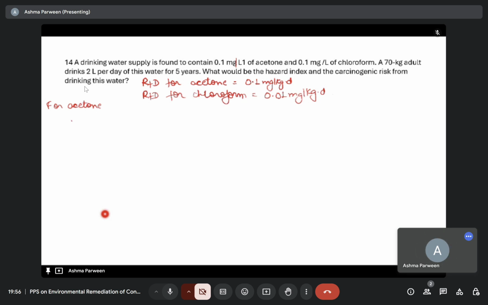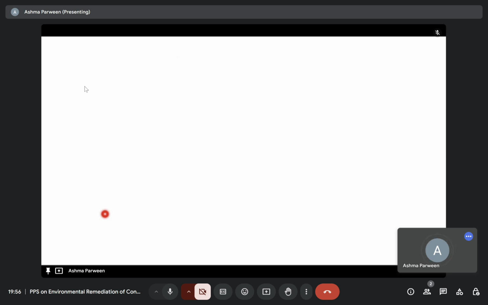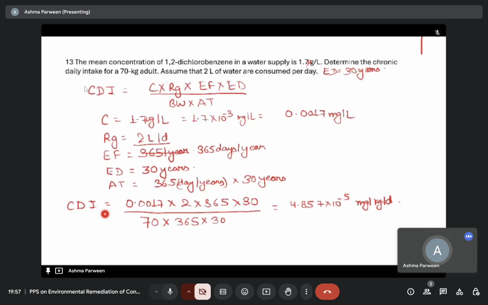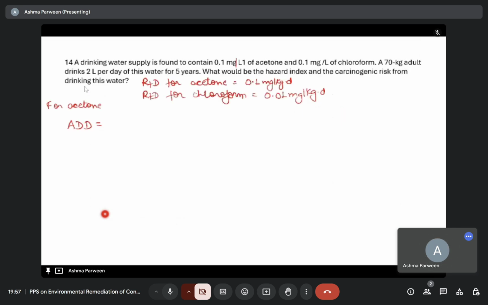So the average daily intake would be, as we have just seen in the formula here, concentration multiplied by the rate of ingestion, multiplied by exposure frequency, multiplied by duration, divided by body weight multiplied by averaging time. So we have the concentration in the water as 0.1 milligrams per liter, multiplied by ingestion rate, that is 2 liters per day, divided by body weight, that will be 70 kg.